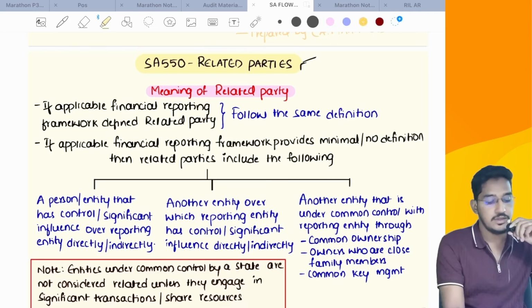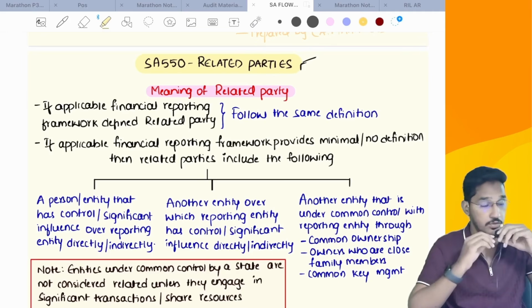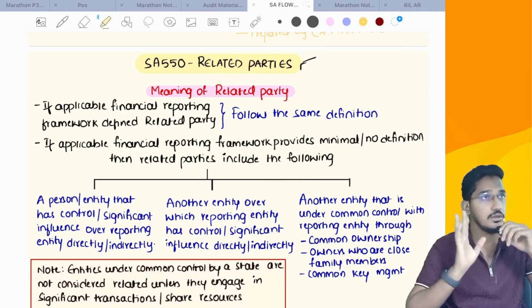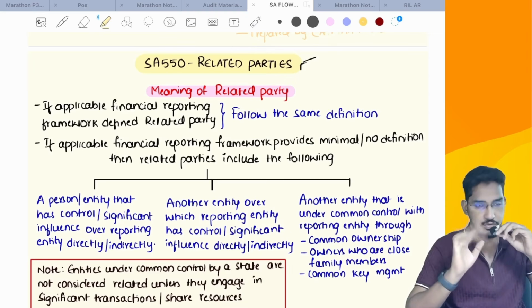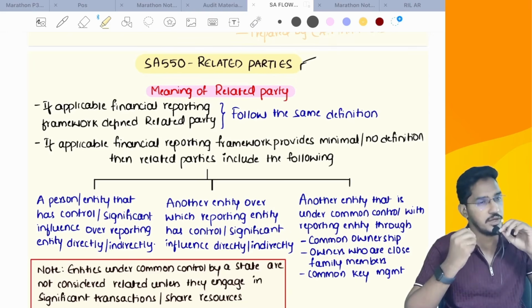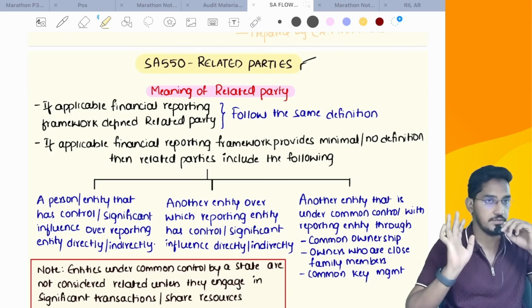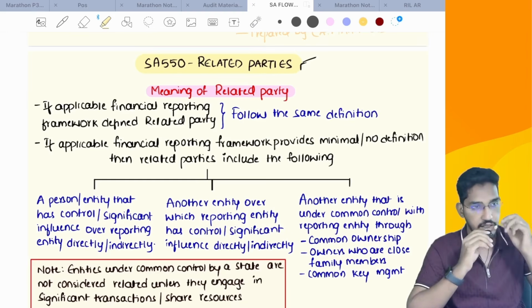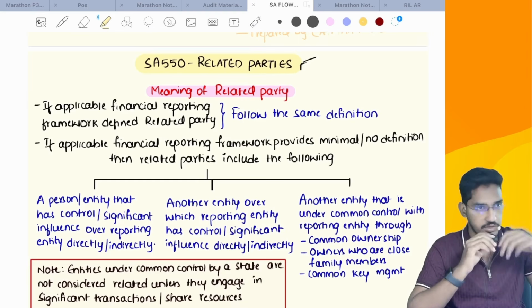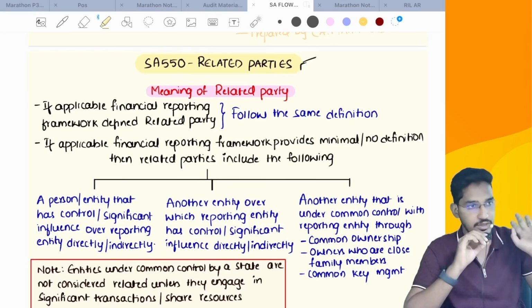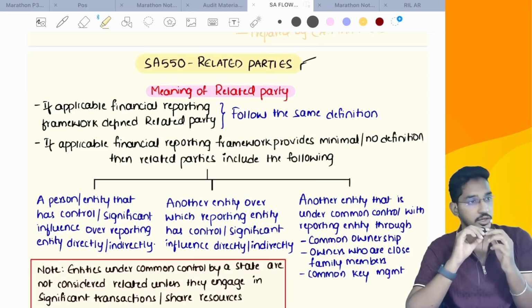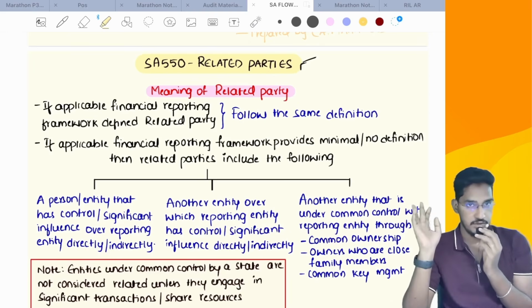But before that, we need to understand the definition of related party. Here the standard has played it very safe. They have said that if the related party has already been defined in the applicable financial reporting framework, follow that definition. For example, in case of companies, the applicable financial reporting framework is Schedule 3 and accounting standards. If the term related party is already defined there, follow the same definition. Whoever they say falls under related party, just follow the same definition.